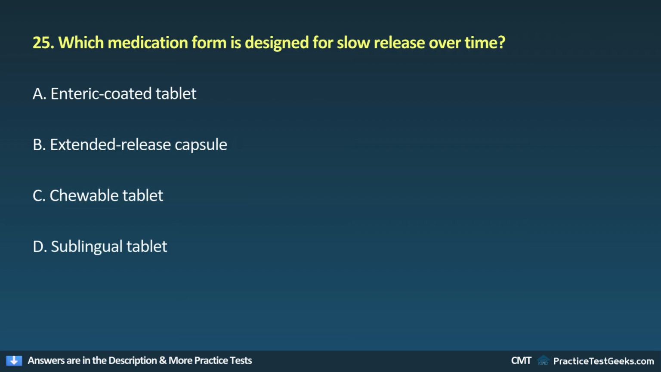25. Which medication form is designed for slow release over time? A. Enteric-coated tablet. B. Extended release capsule. C. Chewable tablet. D. Sublingual tablet.